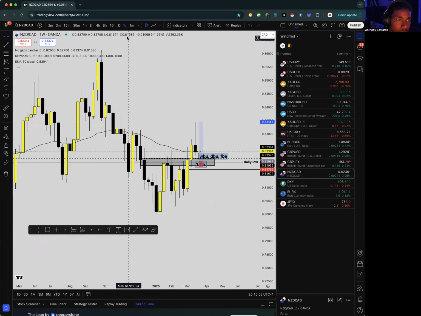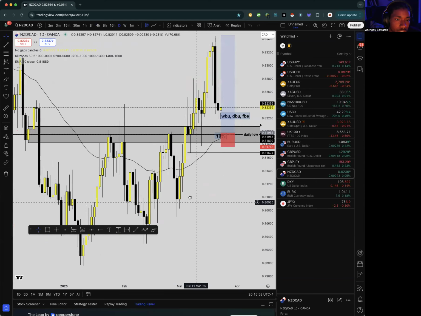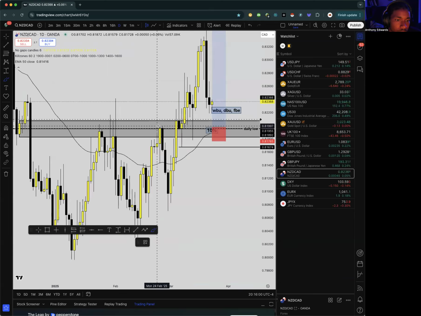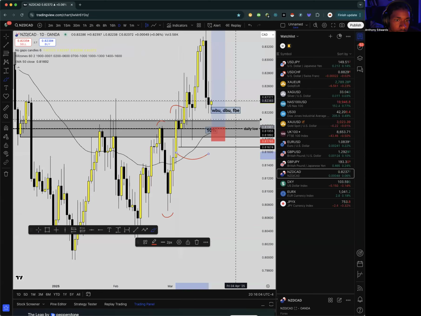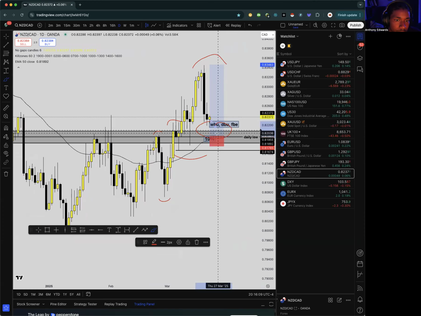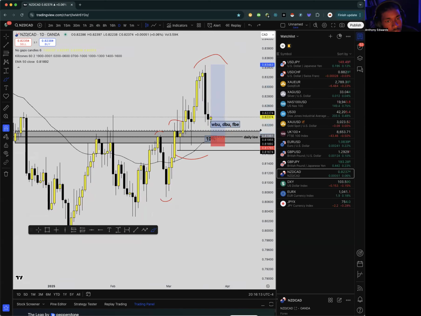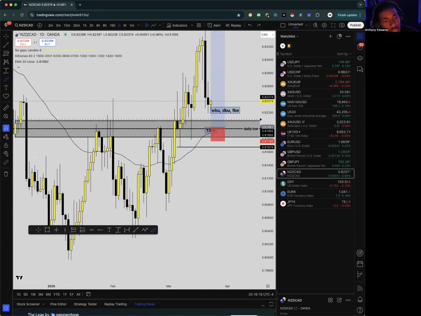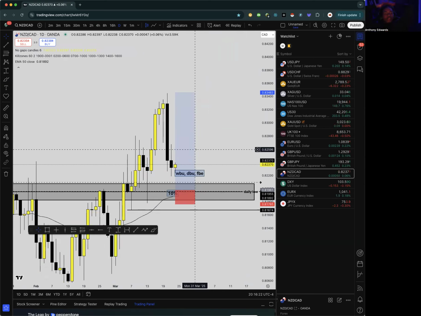Weekly is definitely bullish. Daily is definitely bullish. As you can see, higher high, higher low, higher high, higher low, higher high, waiting for confirmation to take price up. And the risk to reward on this is 1 to 6. So I don't know, this could be a day trade, could be a swing trade.